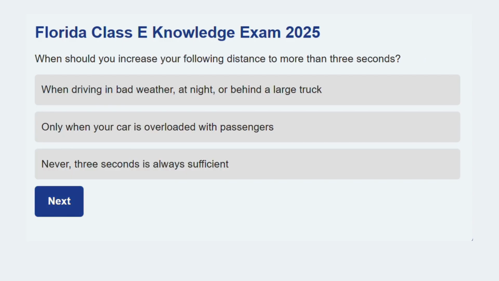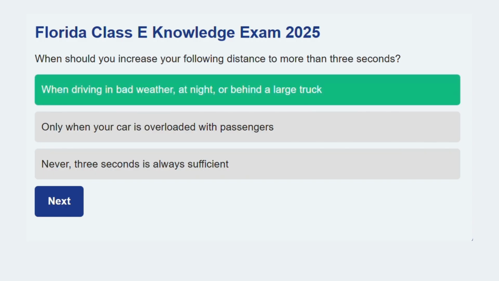Next question up. When should you increase your following distance to more than 3 seconds? When driving in bad weather at night or behind a large truck. You need a greater cushion for reduced visibility or longer stopping distances. Take a moment for this one.